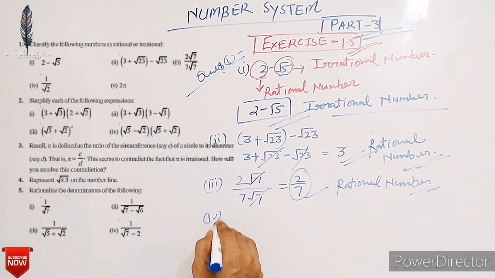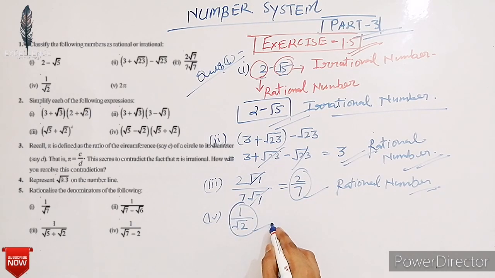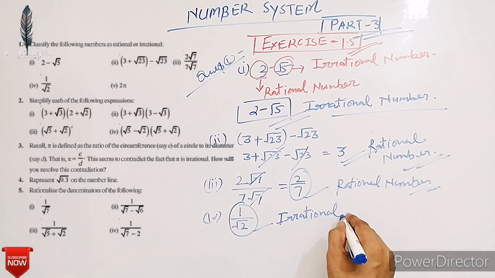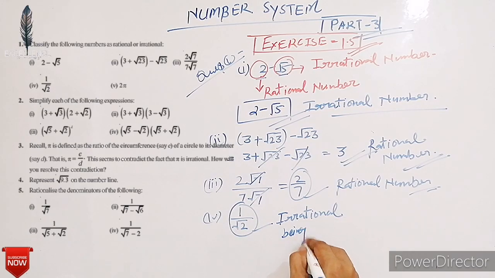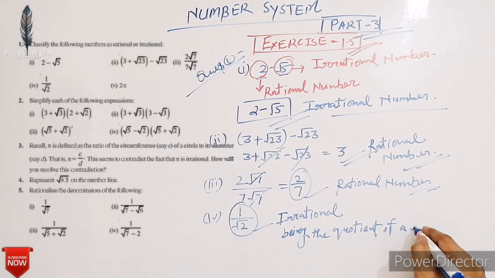Okay, now fourth, 1 upon under root 2. It is irrational, being the quotient of a rational and an irrational.